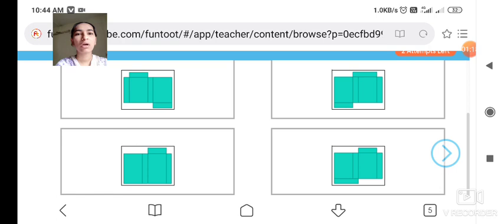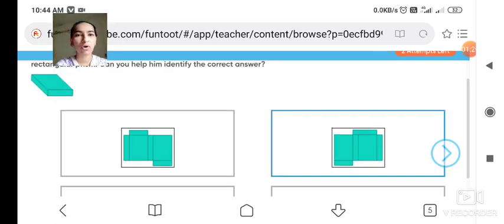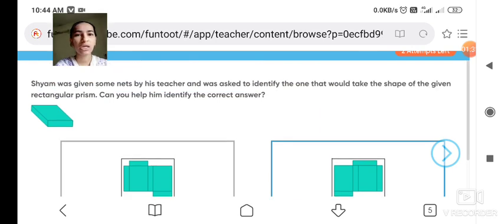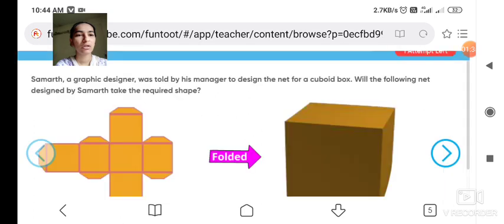If we open that and make a net of it, we will get a figure like this. That means this is the correct option for our rectangular prism. Okay students, let's take another example.